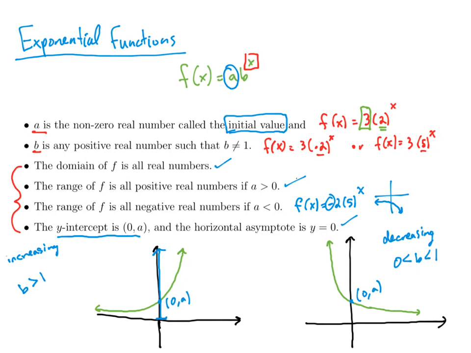And then the horizontal asymptote for both of these graphs is y is equal to 0. So it's this line here. Both curves are getting very close to that line, but never touching it. And same thing on this one when we have the graph flipped. So these are all characteristics for the most basic function, f of x is equal to a times b raised to the x. If we have no transformations, all of these things apply.